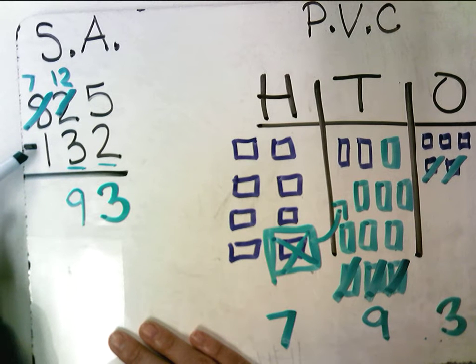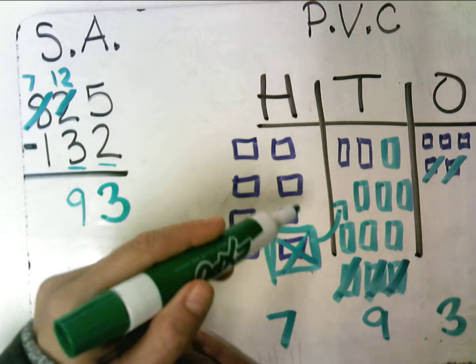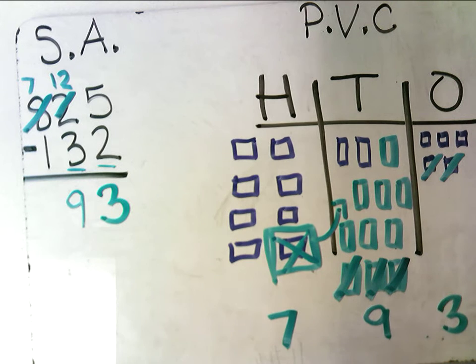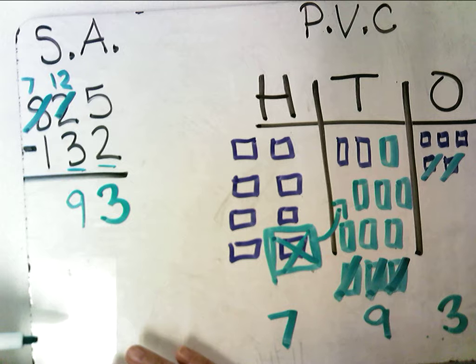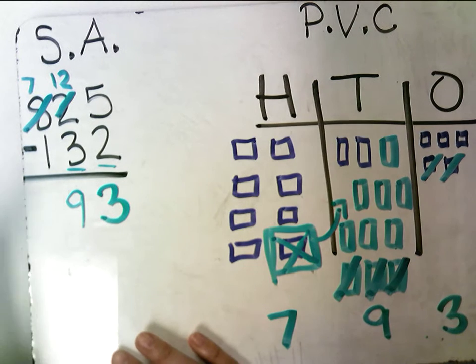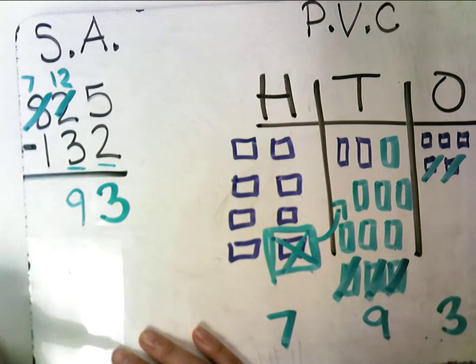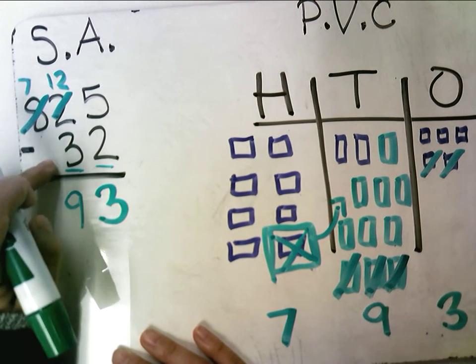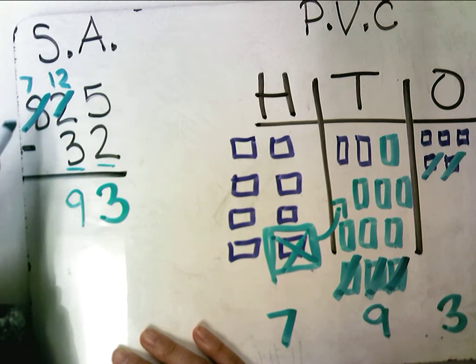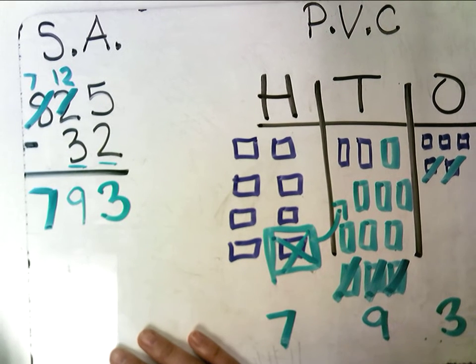Minus 110. Let me think about this for a second. We took away and we unbundled 100. So 7 tens, because we took away 100, we don't even need to keep that. So 7 tens minus nothing is 793.